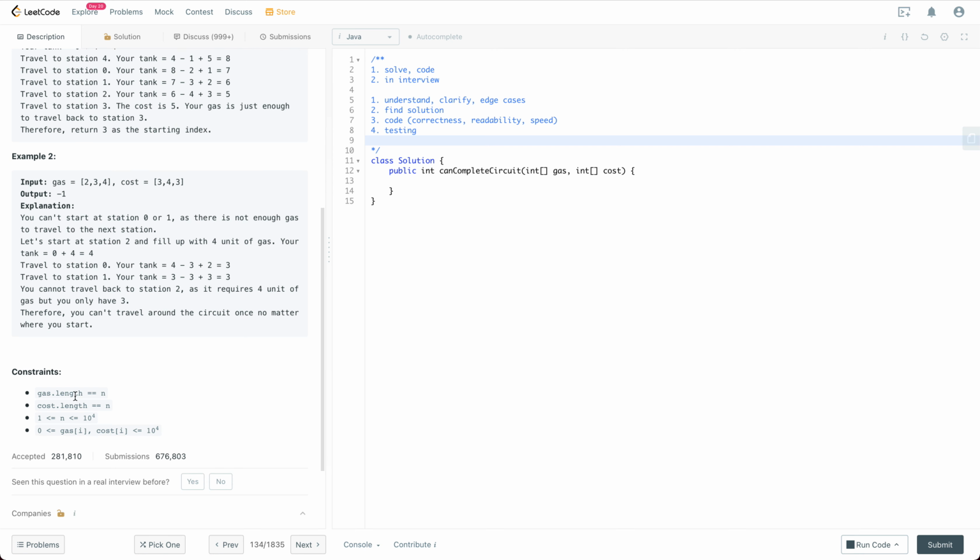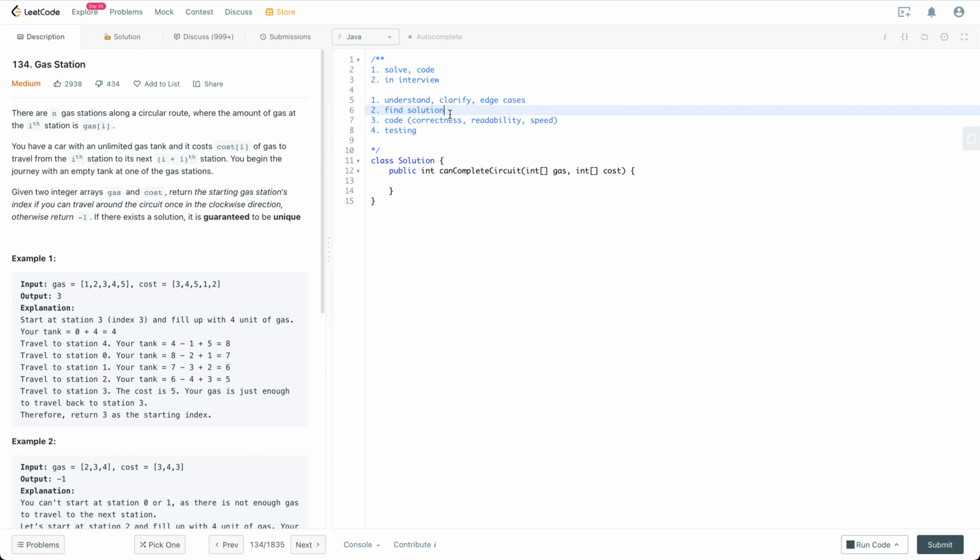Let's see the constraints. The constraint says the gas length is equal to n, and the cost length is equal to n, which means the length of the gas array and the cost array is going to be the same. And n is anywhere between 1 to 10k. So there won't be any empty input, and each number within the gas and cost arrays is going to be anywhere between 0 to 10k, so they are non-negative integers. So currently there isn't too much room to think about edge cases, because based on the constraints, everything is legal input. So let's think about how to solve this problem.